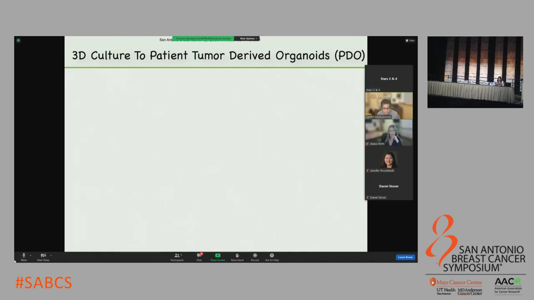Now, from this, more recently, we've been more focused on developing patient-derived organoid models, usually tumor-derived or sometimes stem cell-derived. And the reason for this is that I think it is important to be able to not only grow cell lines in culture, but also primary patient tumor cells.